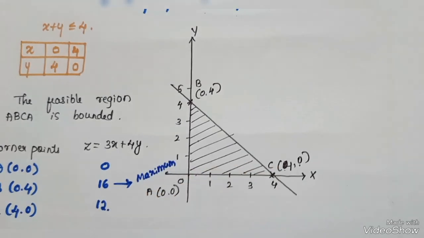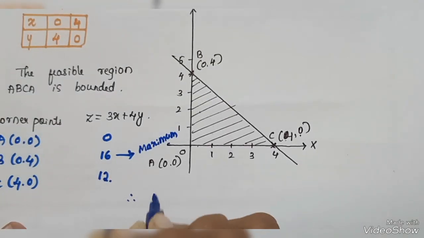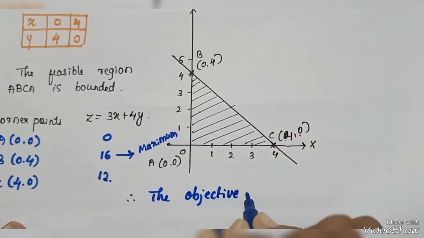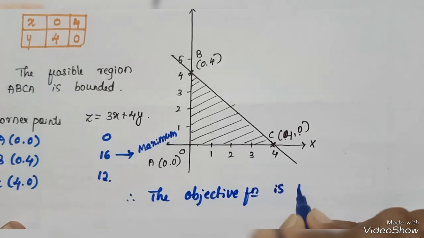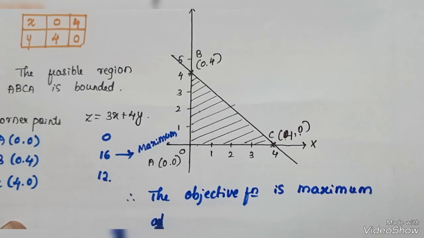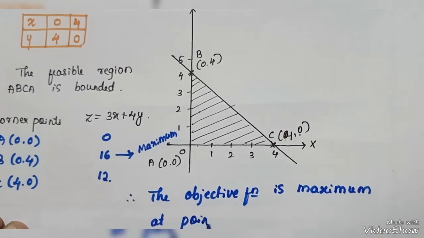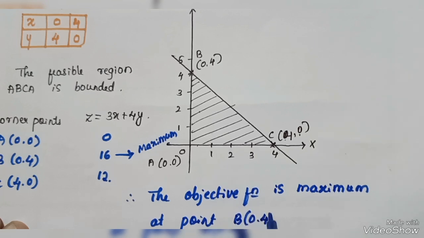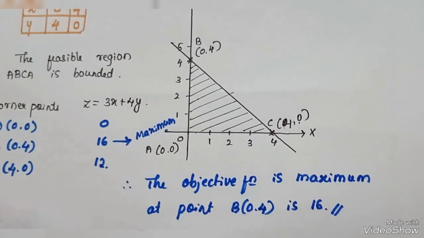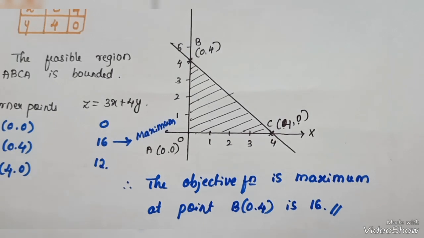Okay, now therefore the objective function is maximum at point B, 0 comma 4, which is 16. Okay, this is the answer. So we have to solve up to this much. This is for a 6 marks question.